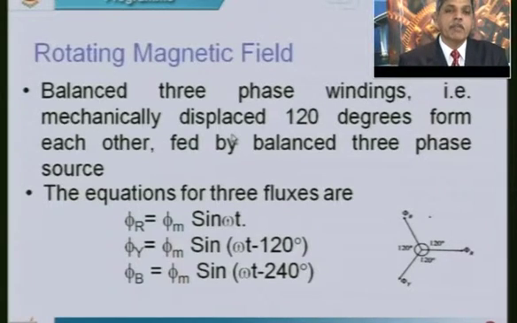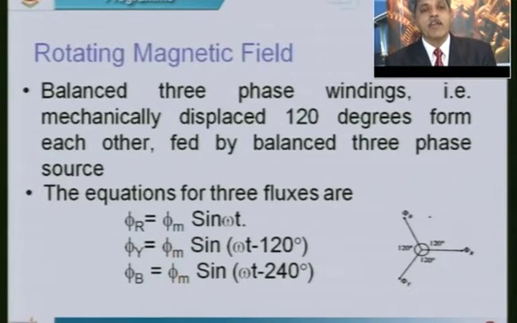Now these voltages will set up three fluxes. In the R phase, the flux value will be phi m sin omega t, this will be taken as reference, and in the second phase, Y phase, I have the same maximum flux, sin omega t minus 120 degrees. This 120 degrees difference I get because of the mechanical displacement of the windings by 120 degrees. Between R phase start and Y phase start, there will be 120 degrees. Between Y phase and B phase starts, the phase difference will be 120 degrees. Therefore, taking the R phase as reference, the R phase flux is phi m sin omega t, the Y phase flux is phi m sin omega t minus 120 degrees, and phi b is phi m sin omega t minus 240 degrees.